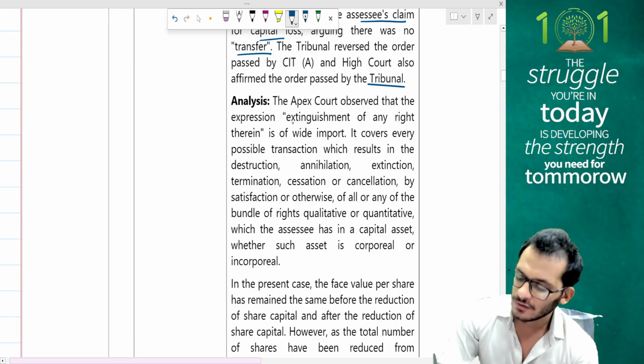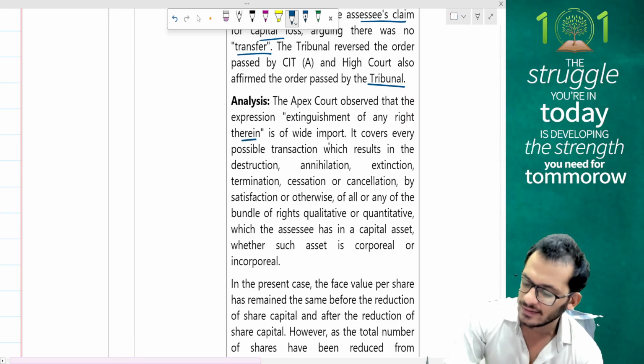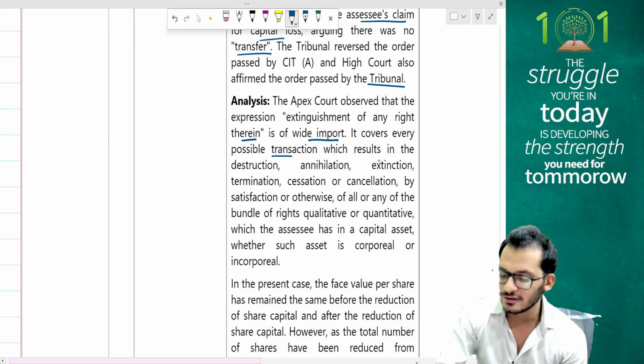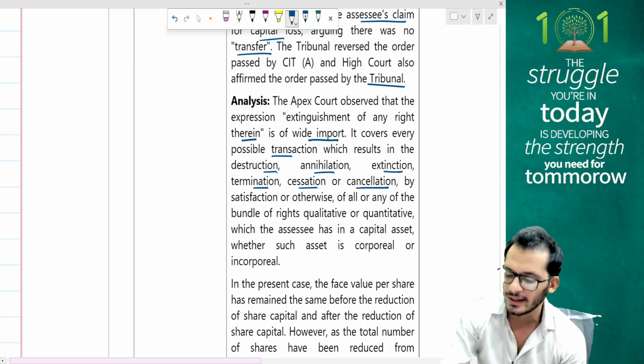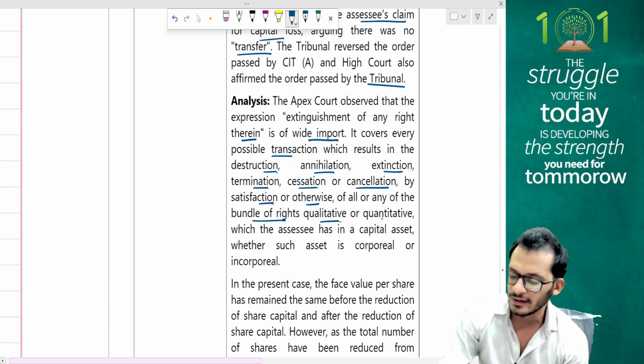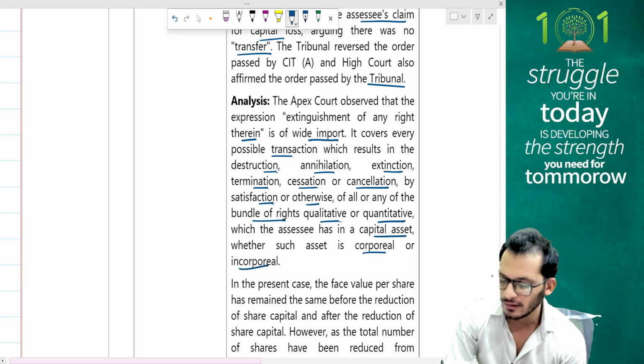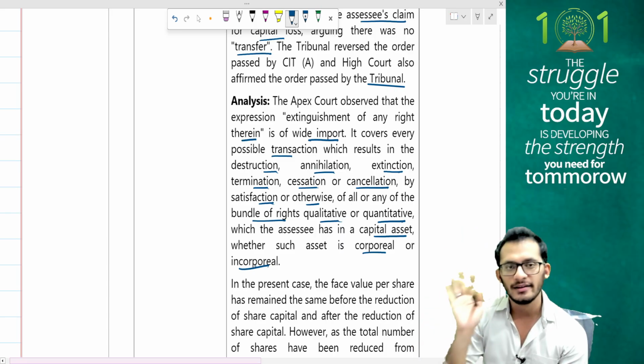The Apex Court observed that the expression extinguishment of any right therein is of wide import. It's a very wide aspect. It covers every possible transaction which results in destruction, annihilation, extinction, determination, cessation, or cancellation by satisfaction or otherwise of all or any of the bundle of rights which are qualitative or quantitative, which the assessee has in a capital asset, whether such asset is corporeal or incorporeal. Yes, so it can be anything of this sort.